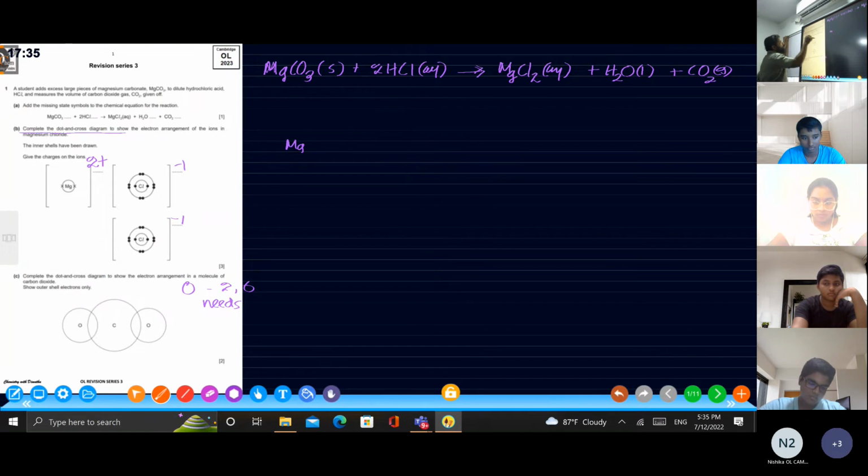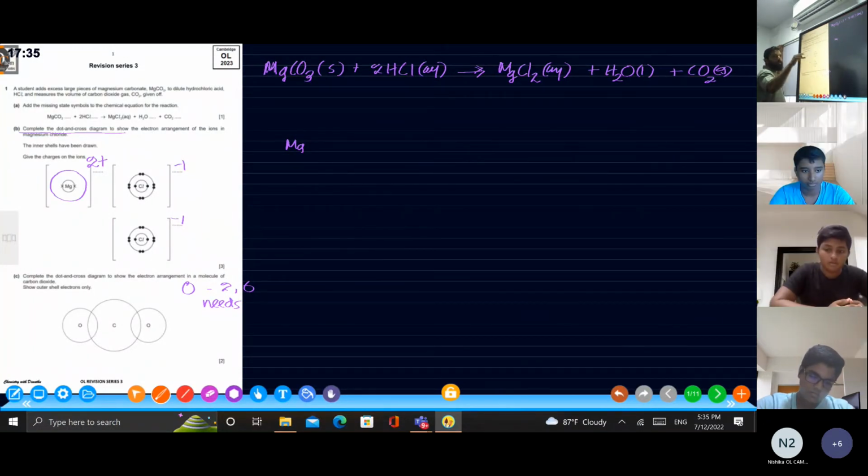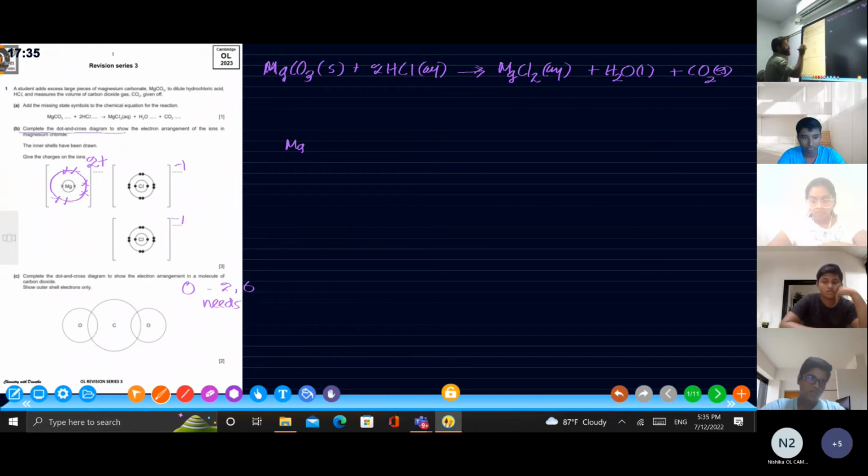Dot and cross diagram. I just put the charges, right? That means I have to put the magnesium. Magnesium has 2, 8, 2 configuration. As a result, I have to put 2 more shells, right? That's why 3 marks.